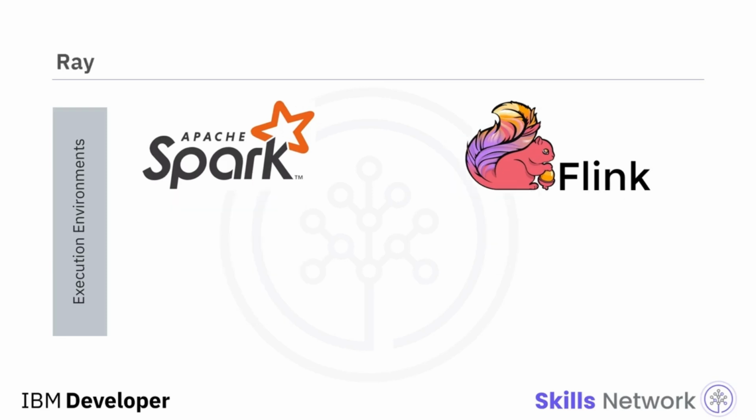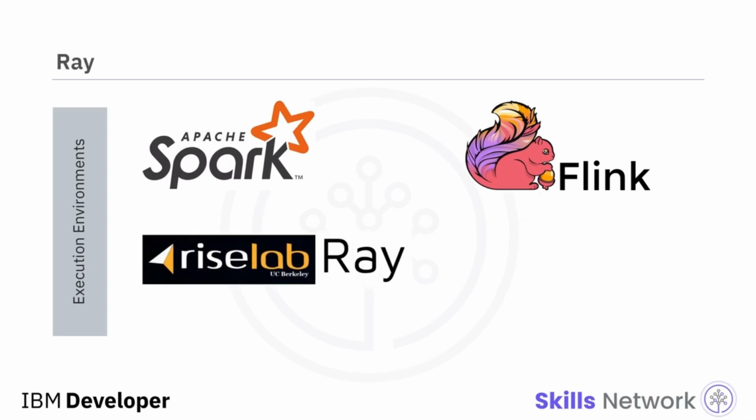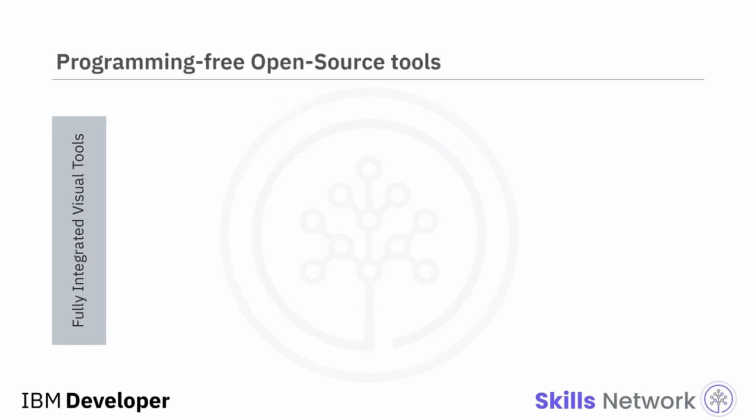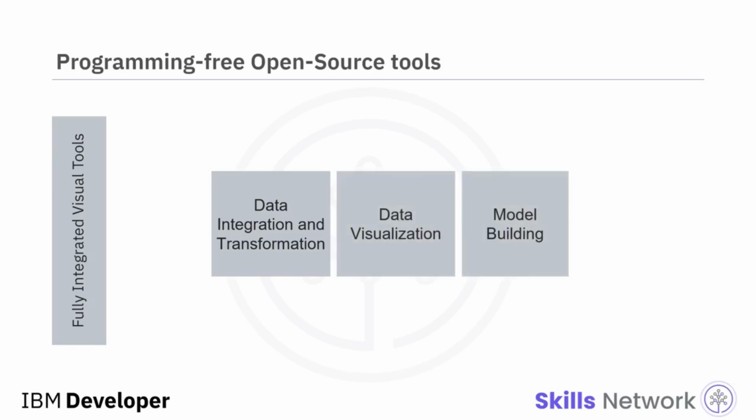After Apache Spark and Apache Flink, Ray is one of the latest developments in the data science execution environments and has a clear focus on large-scale deep learning model training. Let's look at open source tools for data scientists, which are fully integrated and visual. This means no programming knowledge is necessary. The tools support a subset of important tasks that include data integration and transformation, data visualization, and model building.